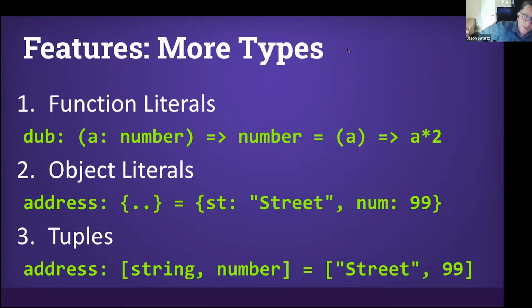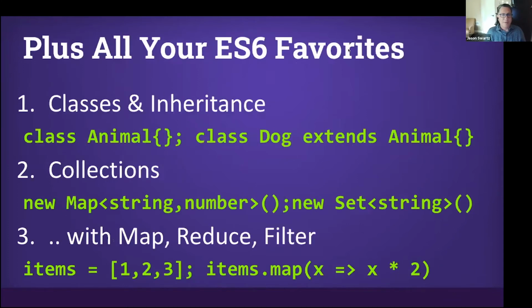Another nice thing, especially for fans of Scala, is you do have tuples of various sizes. In this case, here's address. This is a tuple of 2 fields, heterogeneous types. Here a string and a number, and we're assigning it to a literal value. Something that's really nice to be able to work with. And of course, you get all the favorites that are defined in JavaScript's ES6.